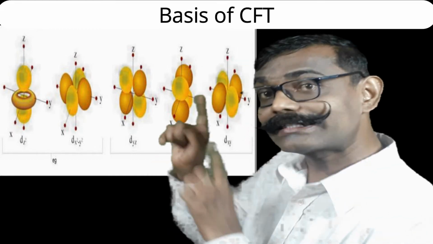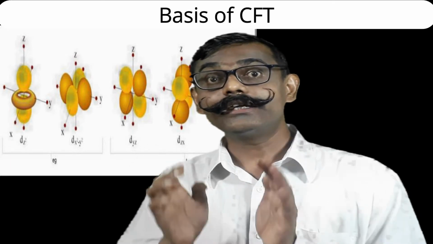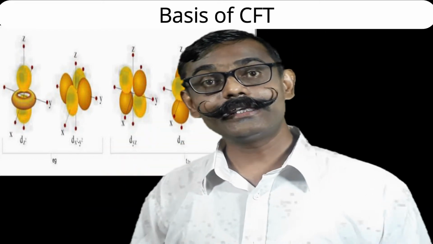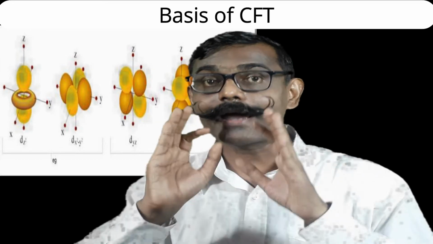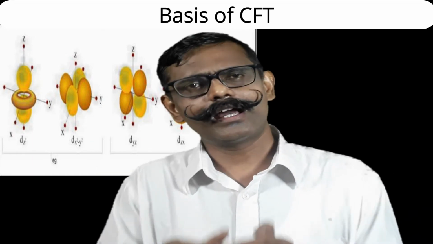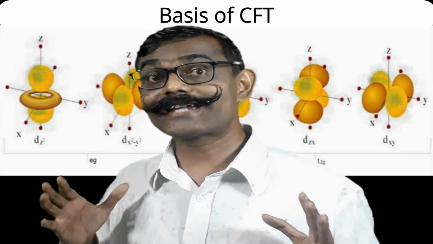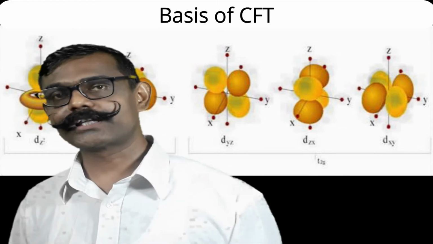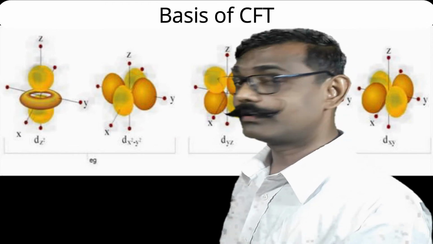What are you finding? The last three orbitals, dxy, dxz, dyz, are in between axes. And the first two orbitals, dx square minus y square and dz square, are along axes. For dz square, the majority contribution is along the z axis and partly along x and y. dx square minus y square is completely along the x and y axis. dyz is in between y and z, dxz between x and z, and dxy between x and y. That's the understanding of these orbitals.